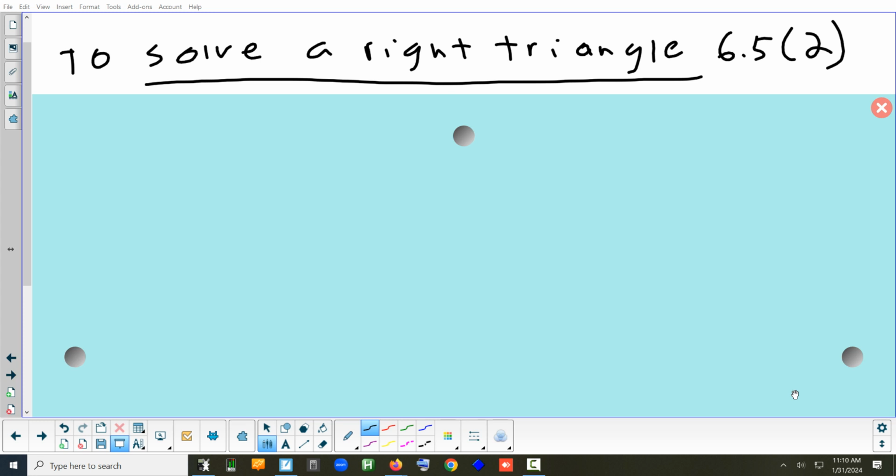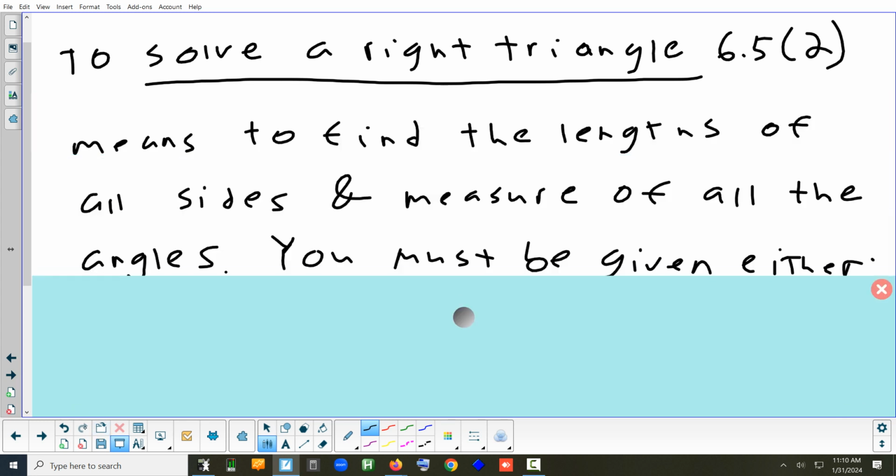So we're gonna try to finish up 6.5. We'll see how much we get to. But the main thing in this part of 6.5 is solving triangles. Okay. When you're solving a triangle, and I think I asked this yesterday, it means to figure out all the sides and all the angles.